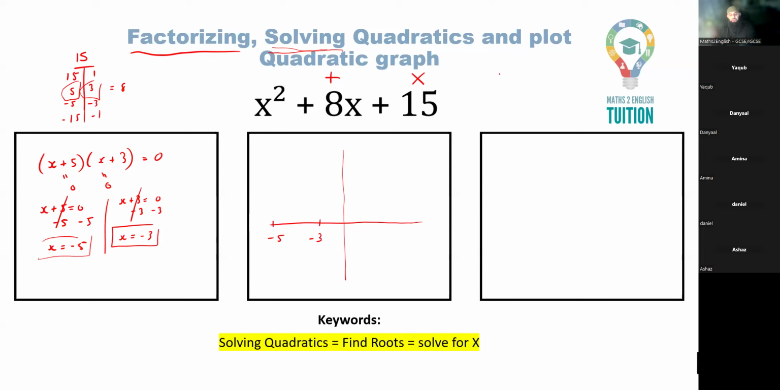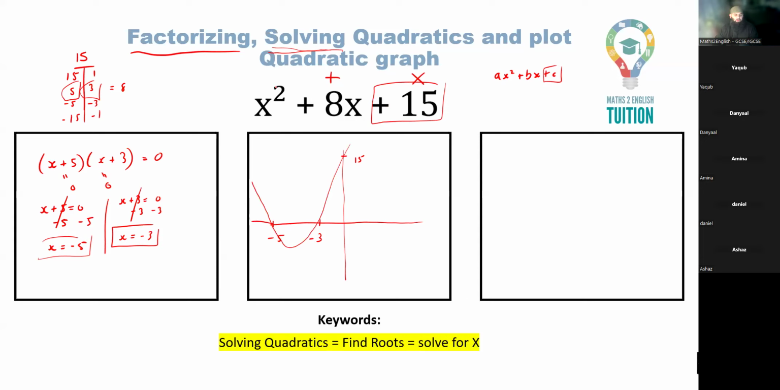And we have the equation, which is ax squared plus bx plus c, where c is the y-intercept. So the graph intercepts the y-axis at 15, which is over here. It's going to go something like this, over here like this, and up like this. This is how the graph is going to look.